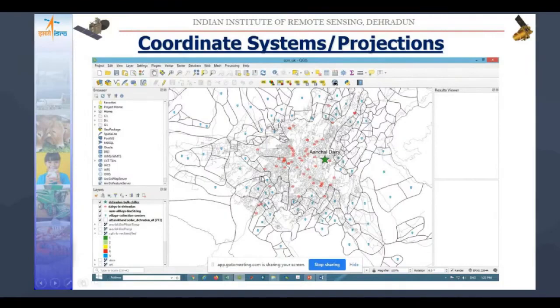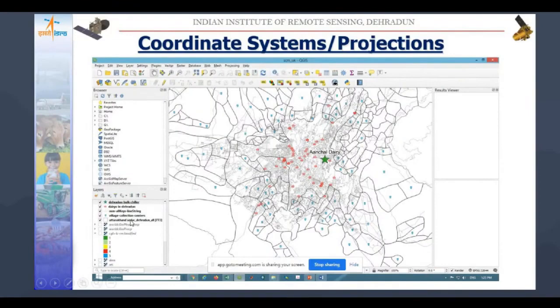How many layers are there? See, Dehradun bulk chiller, dairy, Dehradun, all keys in line, staging, village collection center, all these things are there. So these are the various GIS layers. Now suppose one layer has a different coordinate system, WGS 84. Another one will have WGS 84 UTM 44. Another one will have, suppose, some XYZ coordinate system.